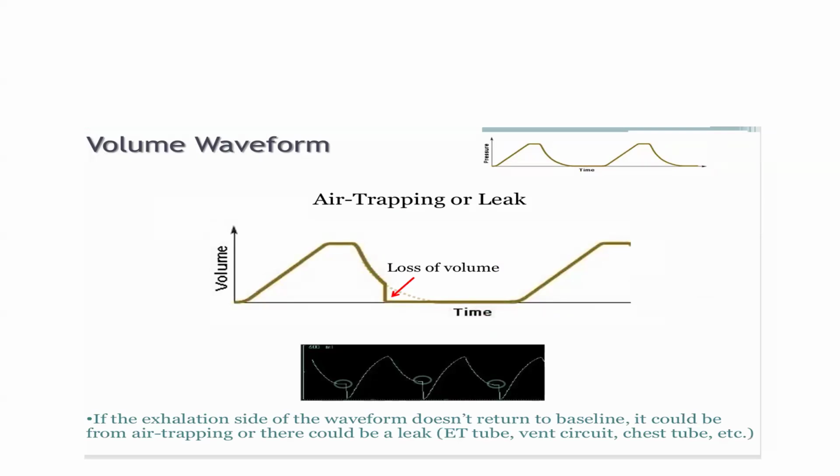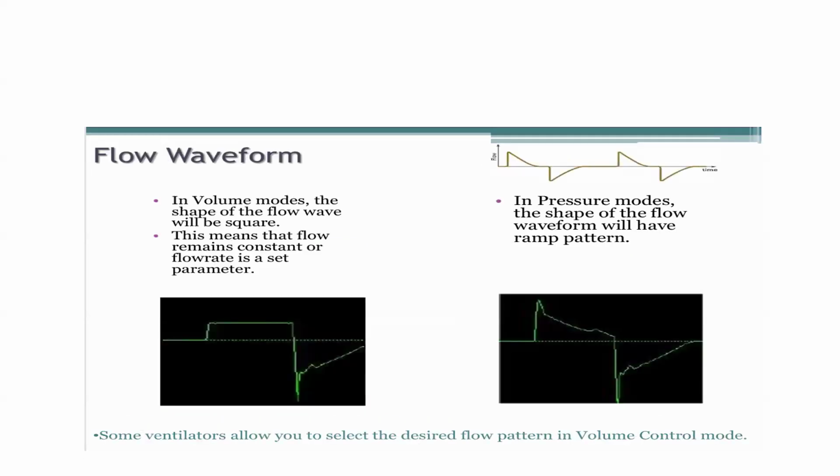This is the diagram of the volume waveform suggestive of air trapping or a leak. If the exhalation side of the waveform doesn't return to the baseline, it could be from air trapping, or there could be a leak.